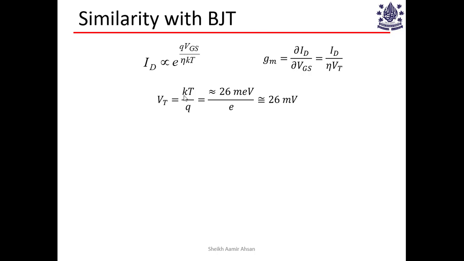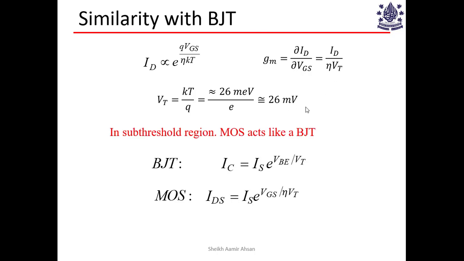So k is your Boltzmann's constant, q is your electronic charge, and at room temperature, that is nearly 300 Kelvin, this quantity becomes 26 milli-electron volts. And if you divide this quantity by e, which is the electronic charge, what you get is 26 millivolt. So a thermal voltage at room temperature is 26 millivolt. That is what you plug in over here.